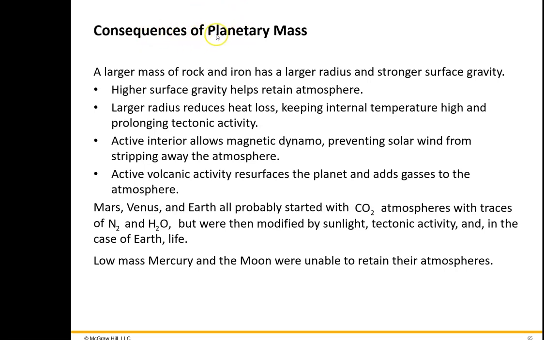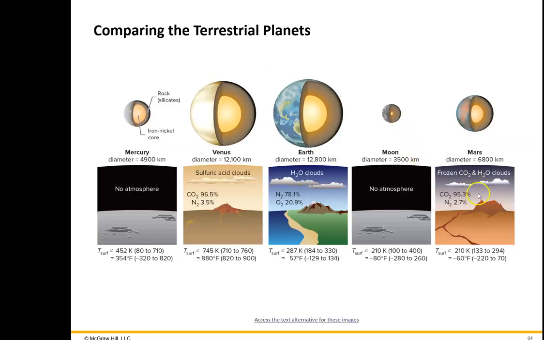Okay, so the consequence of planetary mass. A large mass of rock and iron has a large radius and a strong surface gravity. Higher surface gravity helps retain the atmosphere. Of course, remember Mars has a very weak atmosphere. Mercury has no atmosphere, and of course, our moon has no atmosphere, because Mercury and our moon are too small to hold on to an atmosphere.